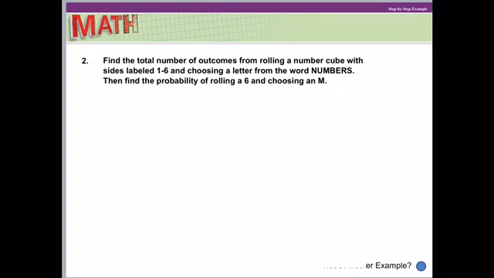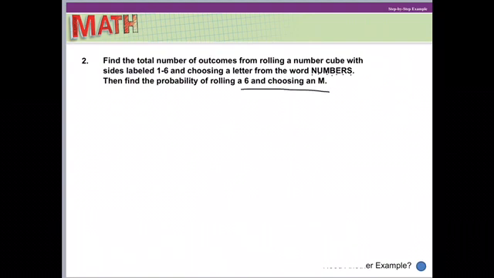So for this one, find the total number of outcomes from rolling a number cube with sides labeled 1 through 6, and choosing a letter from the word numbers. So that would be N-U-M-B-E-R-S. That's what it means by choosing a letter from the word numbers. Then find the probability of rolling a 6 and choosing an M.